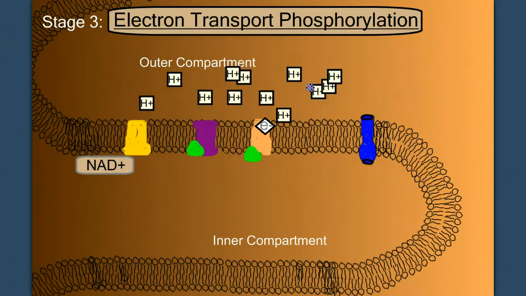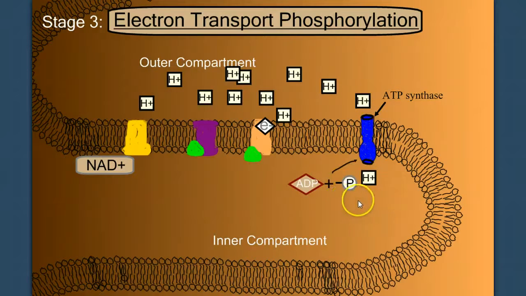Well, it turns out there's a special channel for them, and the channel is called ATP synthase. It will allow the protons to flow back through down their concentration gradient. And notice it's called ATP synthase. It is not only a channel protein, but it's also an enzyme that catalyzes the ADP plus P reaction to make ATP. However, if you recall, this reaction also requires the input of energy. The energy for this reaction comes from the flow of protons through this channel.